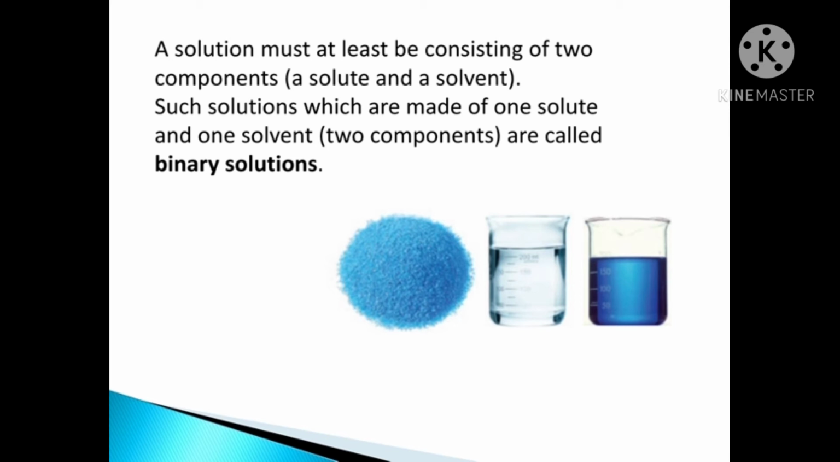For example, formation of copper sulfate solution. Here we are taking copper sulfate salt and water. Copper sulfate salt dissolves in water to form copper sulfate solution. Therefore, copper sulfate solution contains two components. One is copper sulfate salt, which acts as the solute. The solvent is water, to form a copper sulfate solution. So this solution is a binary solution.